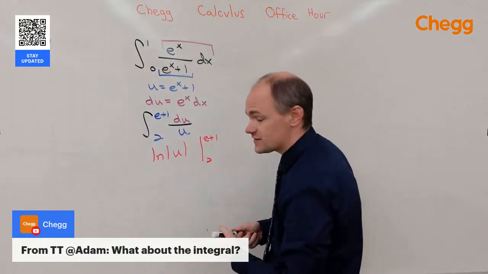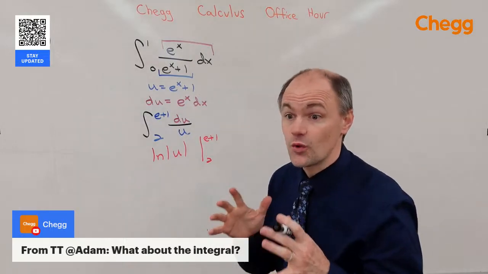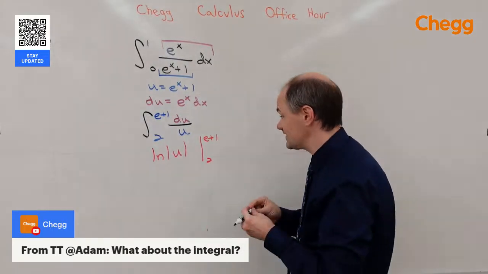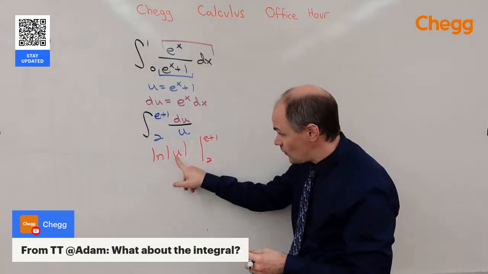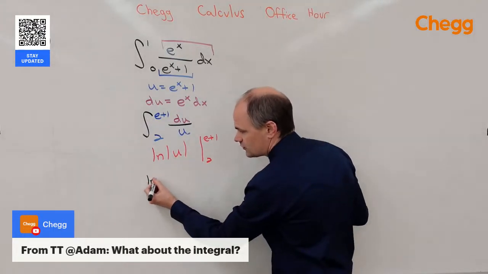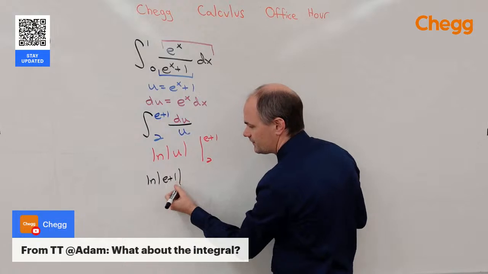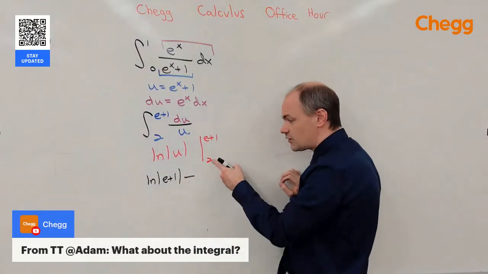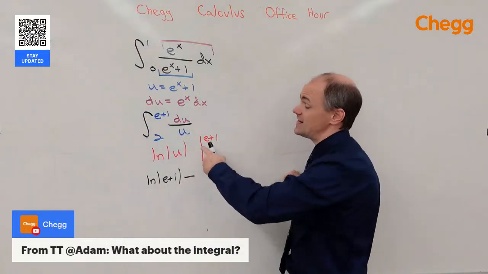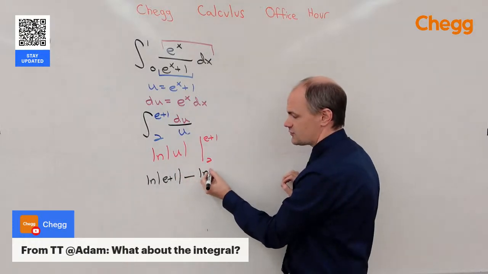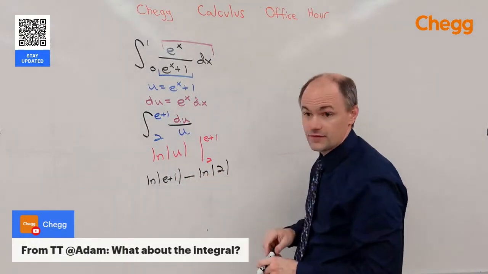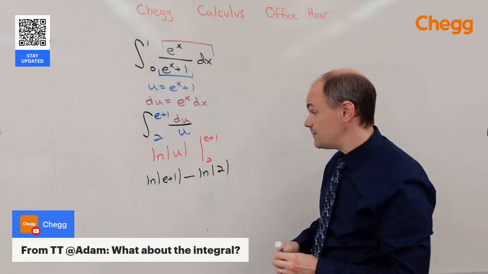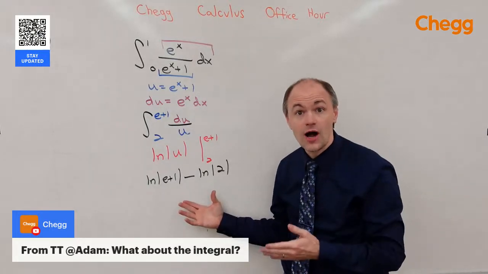That just means, this is that fundamental theorem of calculus that you're working on right now in your AP classes. We're going to take this e plus 1 and plug it in here. So we have the natural log of e plus 1. And then we subtract what we get when we plug the lower limit into the function, the natural log of 2.